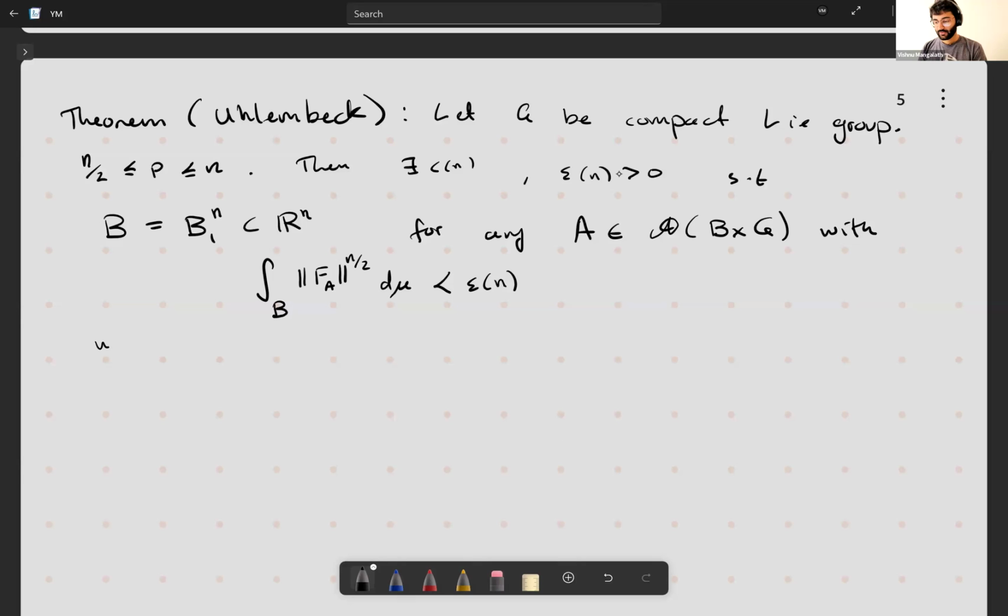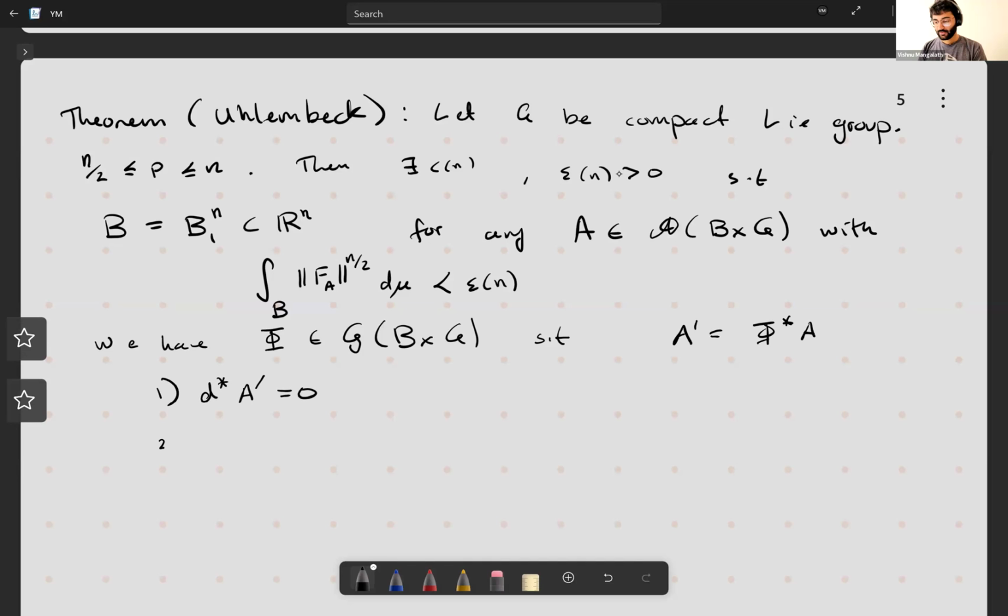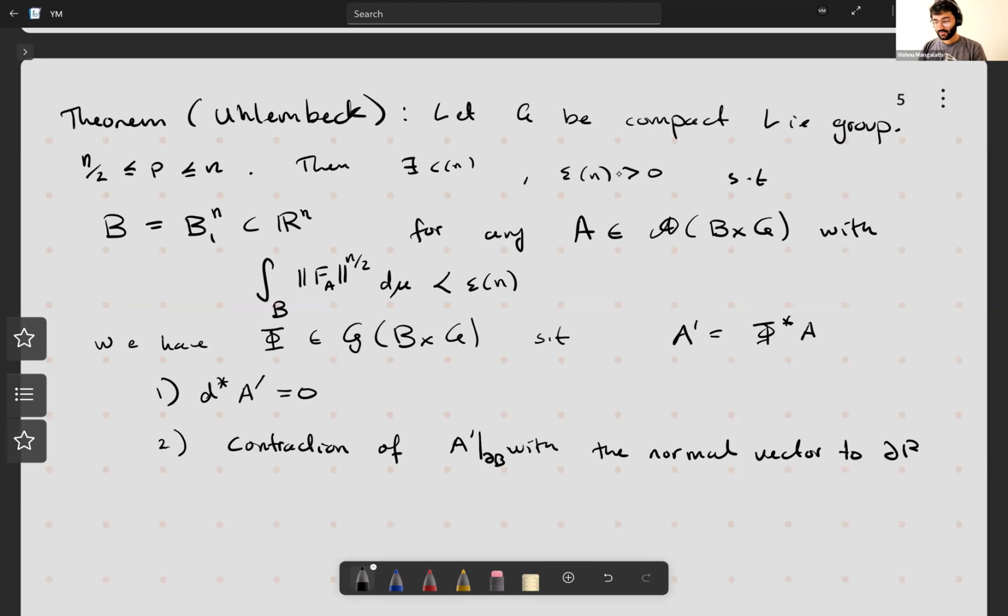we have the following properties. We have a gauge transformation phi such that if I write A' equals phi star A, one, d star A' equals 0, and two, the contraction of A' with the normal vector to the boundary is 0.